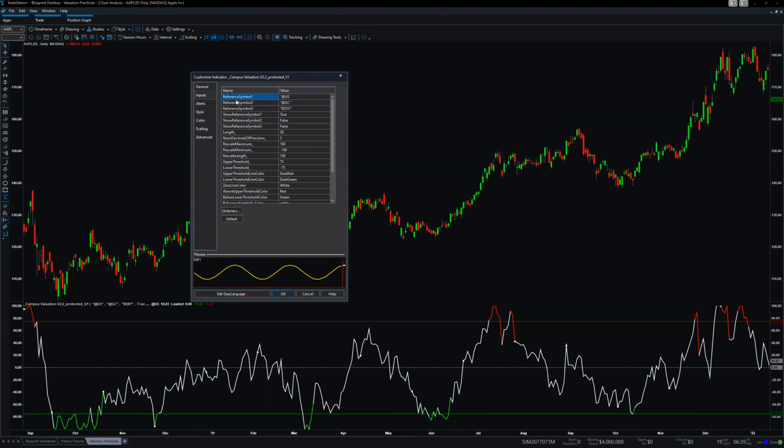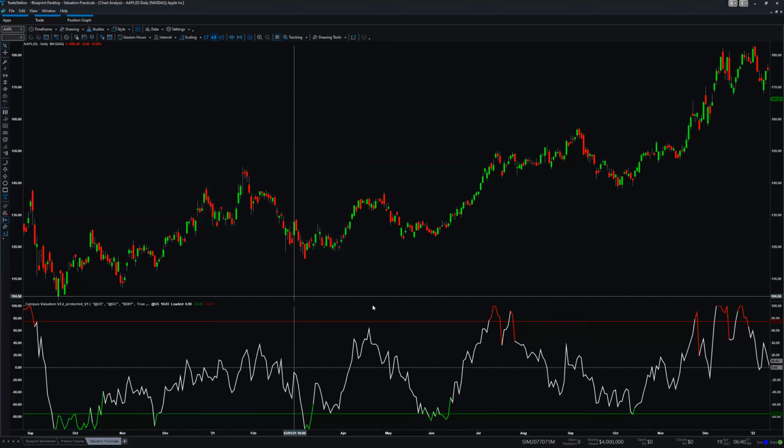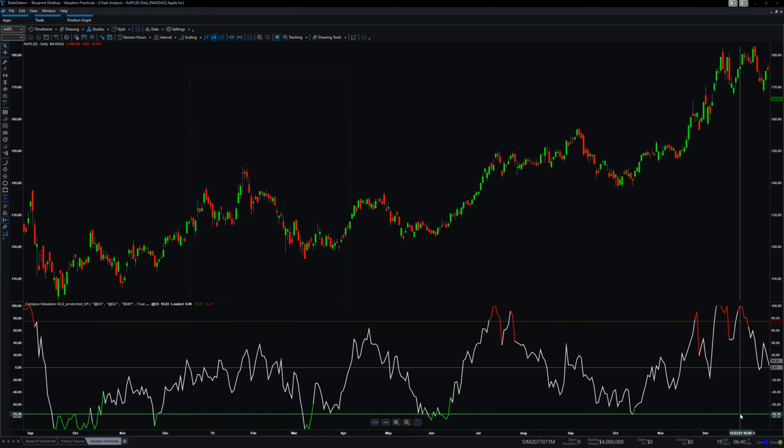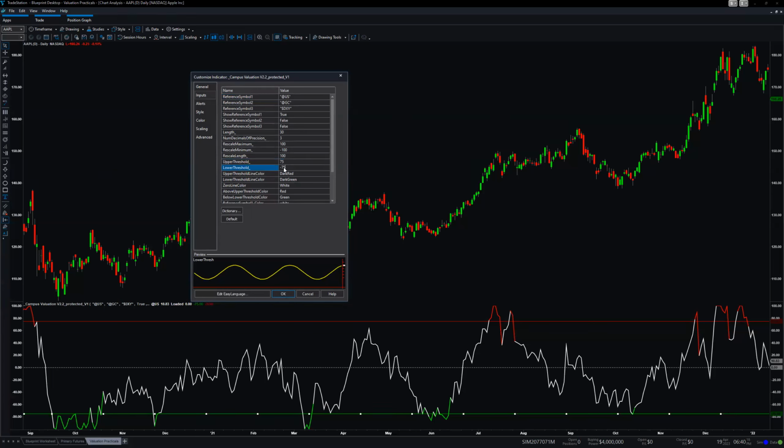Now we're looking at reference symbol 1 at US. We can see it also displayed here at US. And we're looking at a 30-day cycle right here. Okay, perfect. We have the upper threshold at 75%, the red line, and we have the lower threshold at -75%. These I could change as well, right? However, for the beginning and for the most part, you would leave them as is.